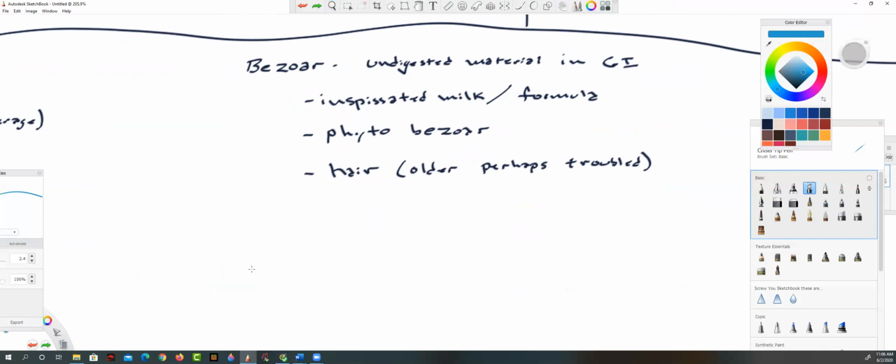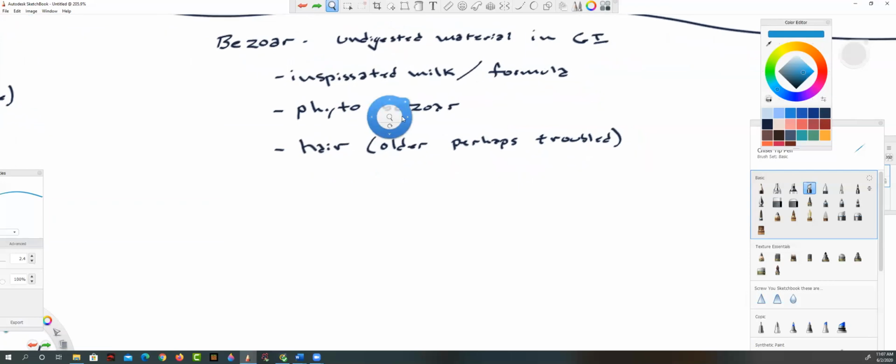Bezoar. Bezoar is undigested material in the GI, typically in the stomach or duodenum perhaps. Inspissated. I always have to say this to myself first. Inspissated. It could be inspissated milk. That's a thickened, really thick milk, or more likely formula. Perhaps they didn't mix the formula very well, or the formula was too thick and it got stuck in there. A phytobezoar is plant material, so perhaps we're feeding a kid stuff that we shouldn't be feeding them, or they found something to chew on.